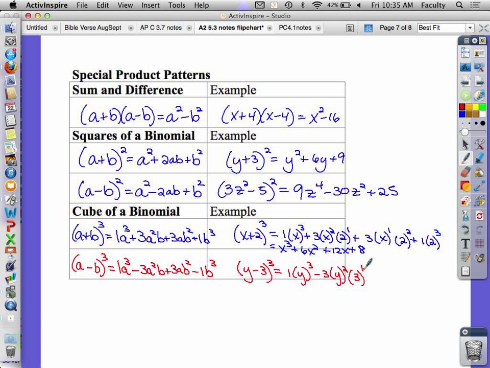Let me say that again. You're not making b negative 3. You're making the signs alternate, and that takes care of the minus sign, okay? Plus 3 times y to the first, 3 squared, minus 1 times 3 cubed. So I'm getting y cubed minus 9y squared. Now be careful here. 3 squared is 9. 9 times 3 is 27. And then 3 cubed is 27.